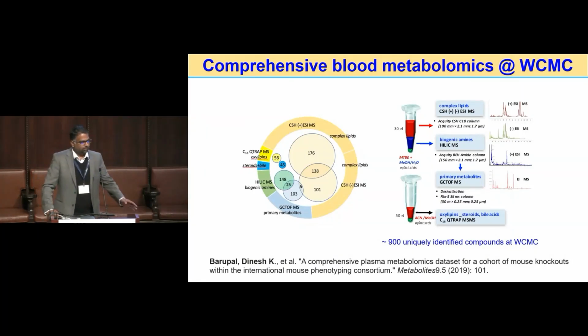That was by a company, and in the public domain at UC Davis, we were also combining multiple technologies, so reverse phase, HILIC, targeted, GC-TOF, different combinations of analytical chemistry to measure. In this paper, we had 900 uniquely identified compounds. Today, the number is close to 1,300 uniquely identified compounds for blood specimens. And WCMC is a service center, so anybody can send a sample and get the data for these 1,200 to 1,300 compounds for a typical blood sample.